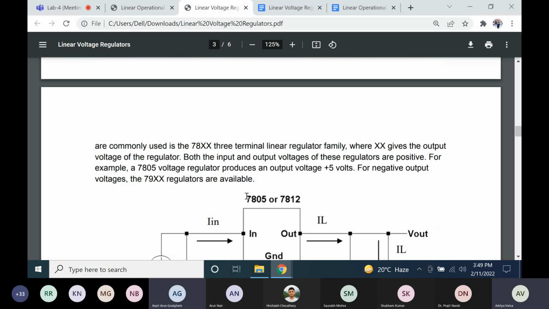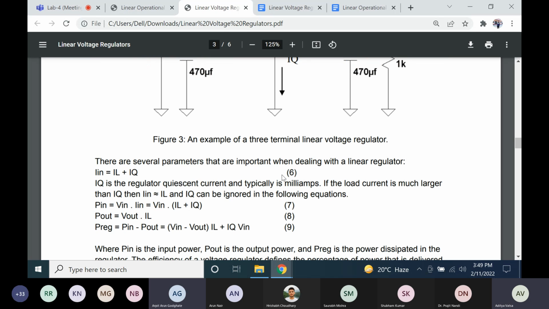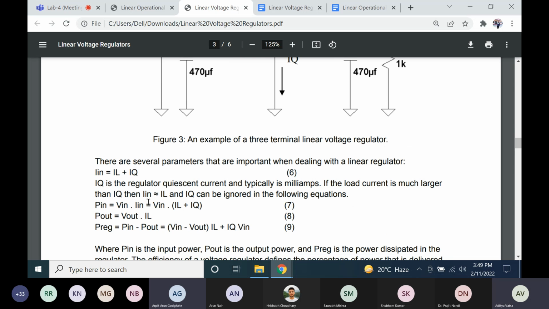Now we have a second circuit. We are using a 7805 IC, a three-terminal voltage regulator. You can find these on the simulators as well. Here this is IN, this is IL, and this is IQ. So IN is equal to IL plus IQ, simply by Kirchhoff's law. IQ is the regulator quiescent current, and is typically in milliamperes.